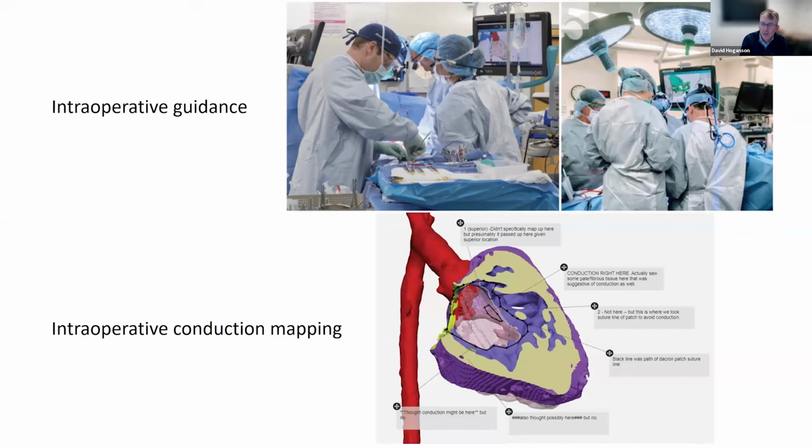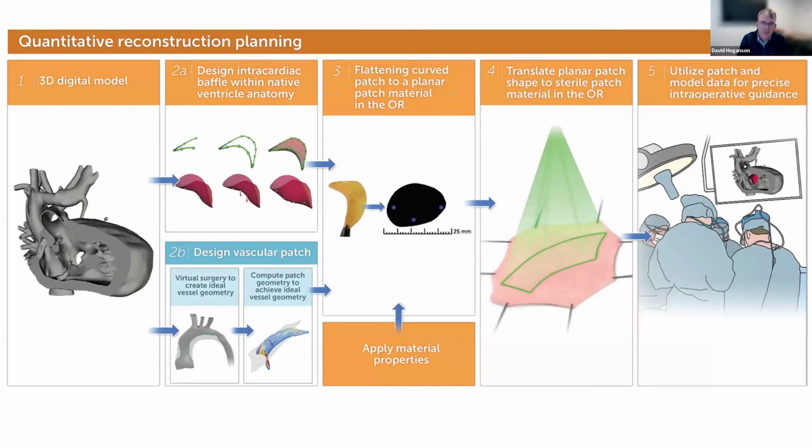We also can use the model as a guide for understanding more about the electrical system in the operating room. As Dr. Schidlow noted, there's a lot of variability in these patients and where their electrical system starts and runs. When we're doing complex repairs inside the heart, there's a risk of injury to that electrical system. So we've used the models as well as a specialized catheter inside the heart during surgery to identify where the electrical system runs, and that's been a huge help in reducing the risk to that electrical system during the operation.